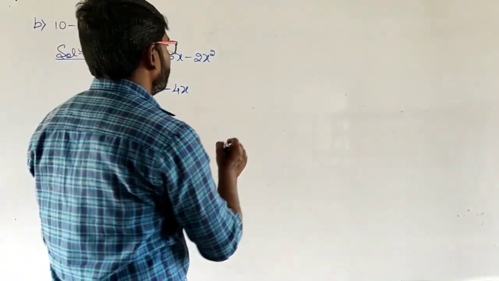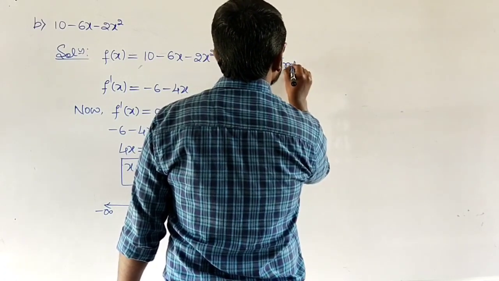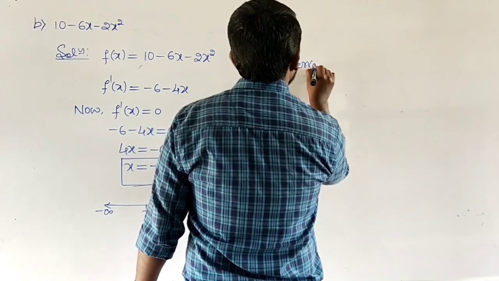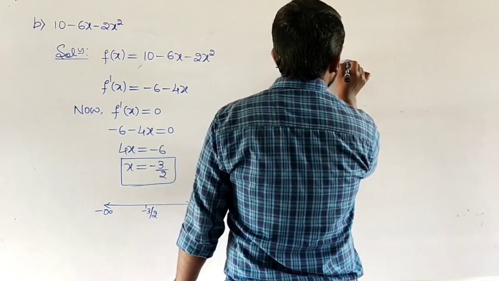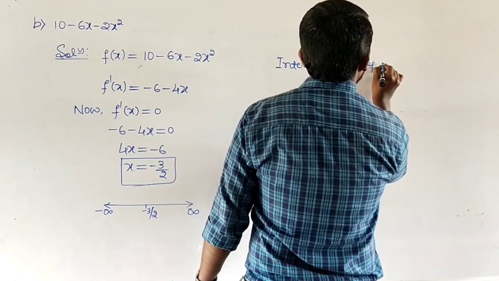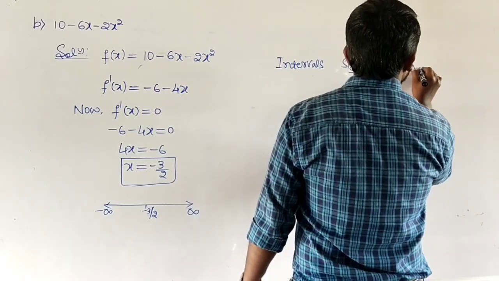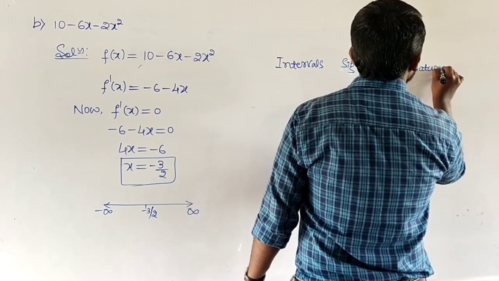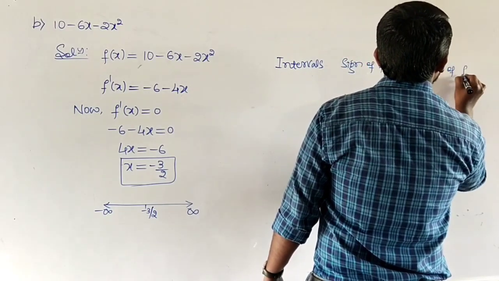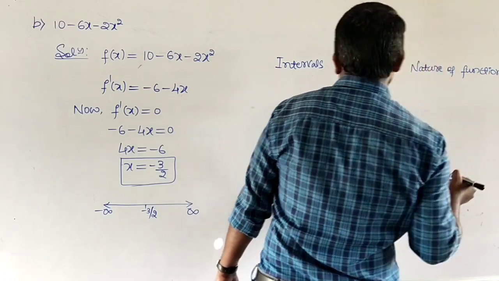Let us go for the table. So here it is intervals, and then sign of f dash of x, and then here it is nature of function. So now let us take up the first interval.